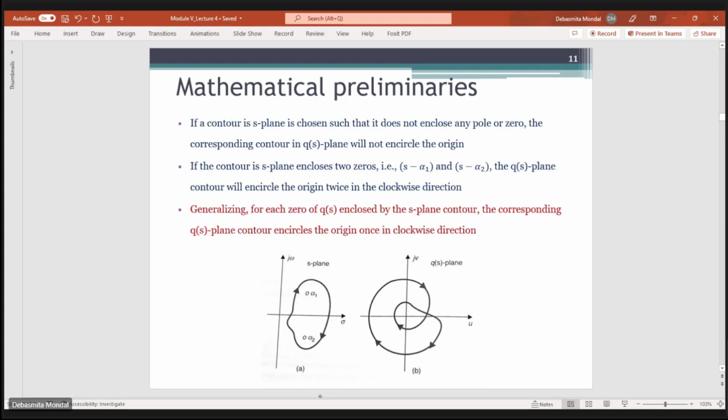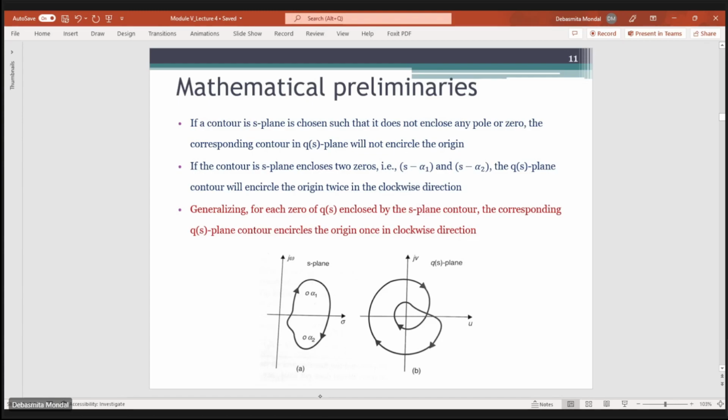Now let's say we choose a contour in such a way that it does not enclose any pole or zero in the system. Then the corresponding QS plane contour will not encircle the origin. Similarly, if it encloses, let's say, 2 zeros, that means there will be two encirclements of the origin. The origin will be encircled 2 times in the clockwise direction in the QS plane.